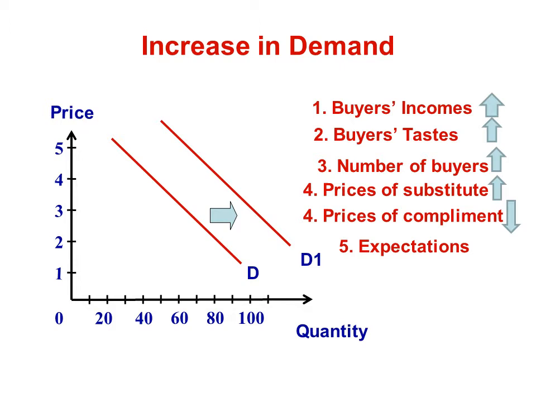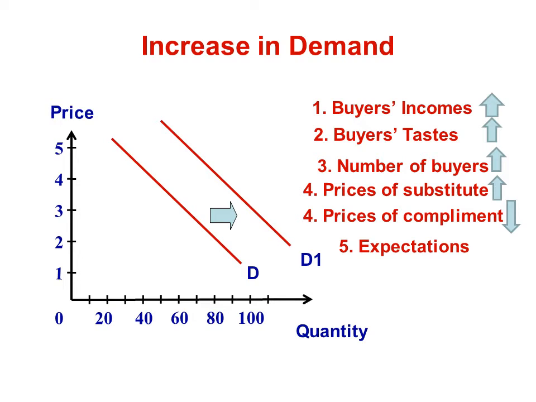So in a previous lecture, we talked about price being the most important determinant of quantity demanded. In other words, when price went up, quantity demanded went down, and vice versa. When price went down, quantity demanded went up. And we talked about that as being a movement along a single demand curve.